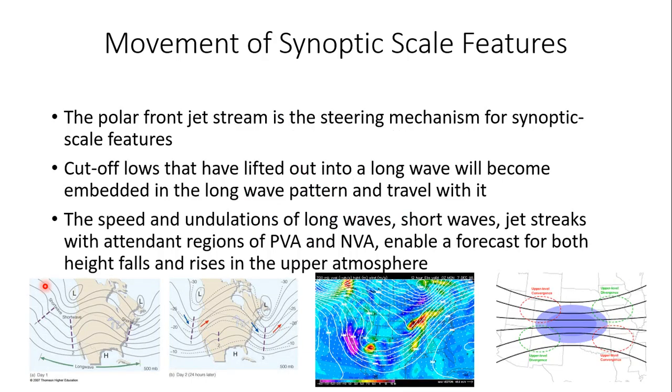We started off with a discussion on the movement of synoptic scale features in the mid-latitudes, between 30 and 60 degrees latitude, by the way. That's the mid-latitudes. We talked about how the polar front jet stream pushes these synoptic scale features along and moves them from west to east. The speed and undulations, the waviness of long waves, short waves, jet streaks with attendant regions of PVA and MVA, will enable a forecast for height rises and falls in the upper atmosphere over a specific station.